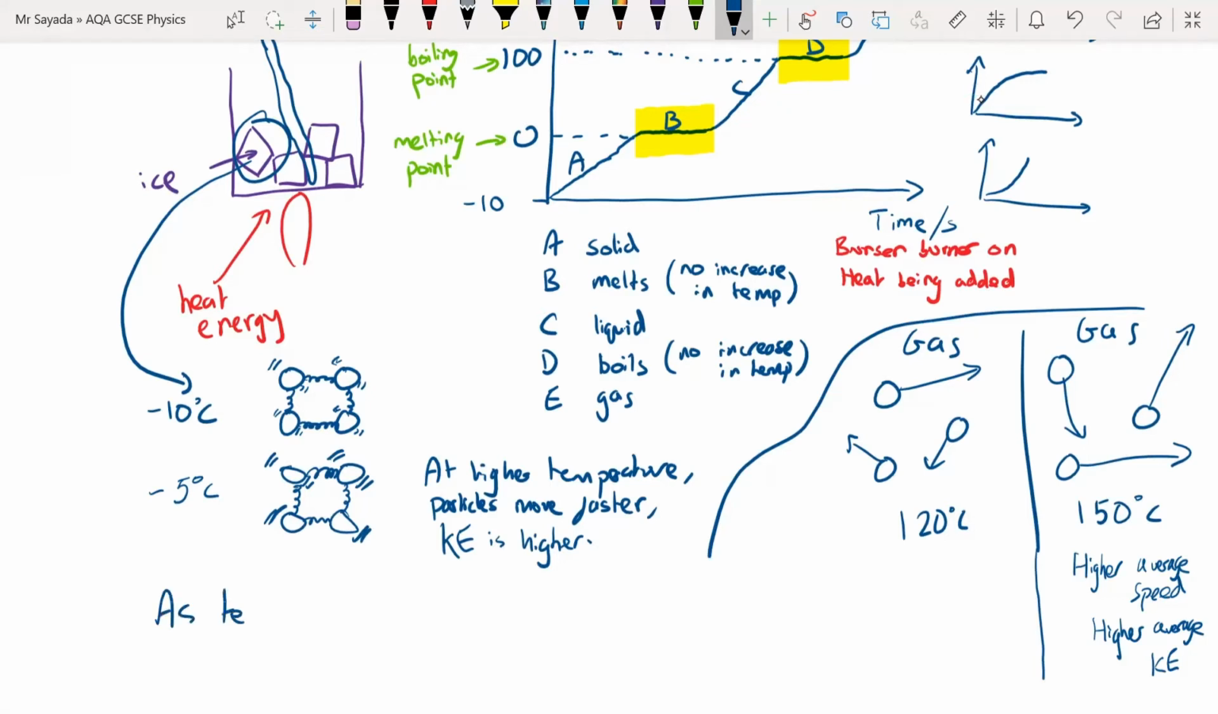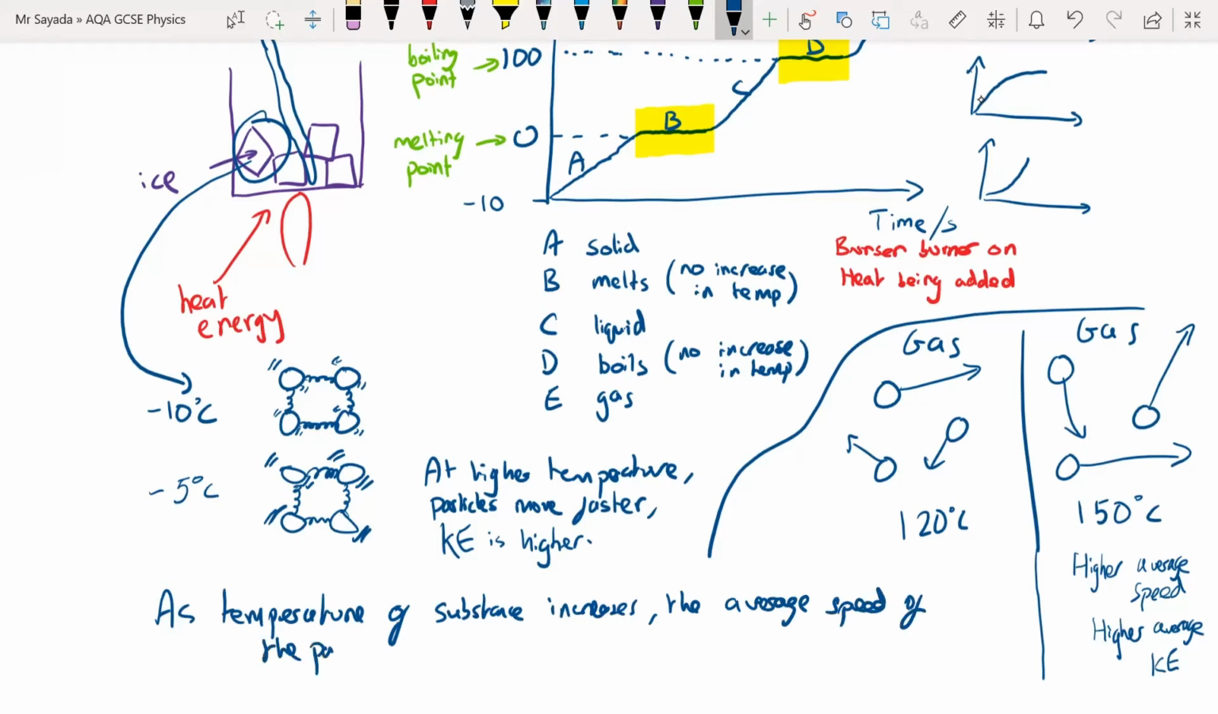As the temperature of a substance increases, the average speed of the particles increases, and therefore the average kinetic energy of the particles increases.